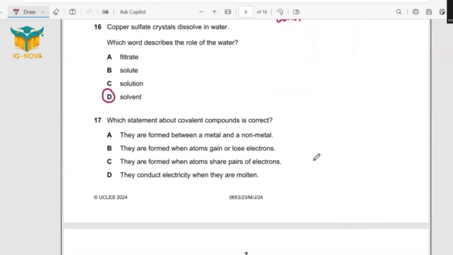Which statement about covalent compounds is correct? Again, I repeat, I prefer using covalent molecule rather than compounds, but no problem. They are formed between metal and non-metal. Wrong. Covalent means shared electrons. They are formed when atoms share a pair or more of electrons. I accept. They conduct electricity. Never. So option C.